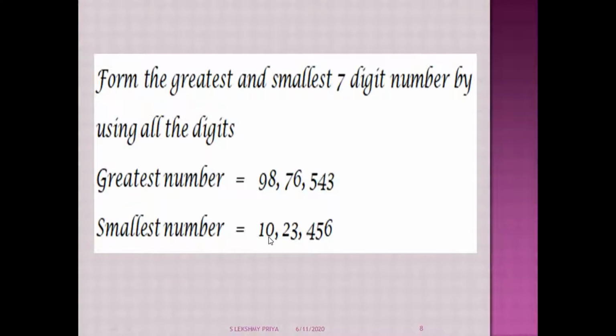Now to form the smallest number, we have to start with the least digit. But we have seen in the previous example that we have to consider the second smallest. So let's start with 1. The second digit will be 0. Correct. 1, 0. Then 2, 3, 4, 5 and 6. We have arranged from 2 to 6 in ascending order. So what is the smallest number? 10,23,456.